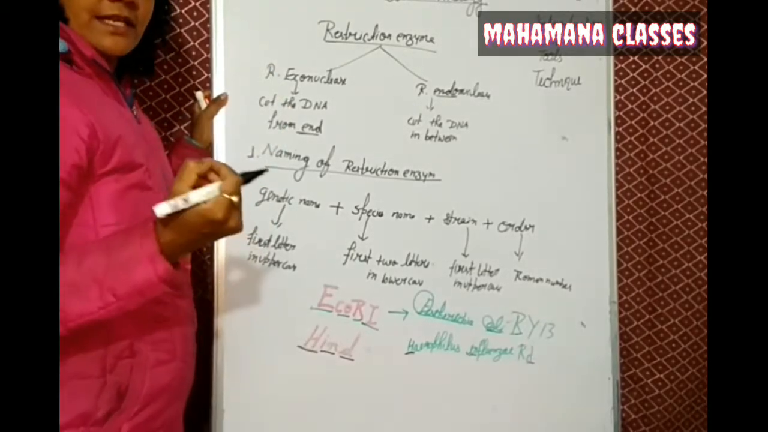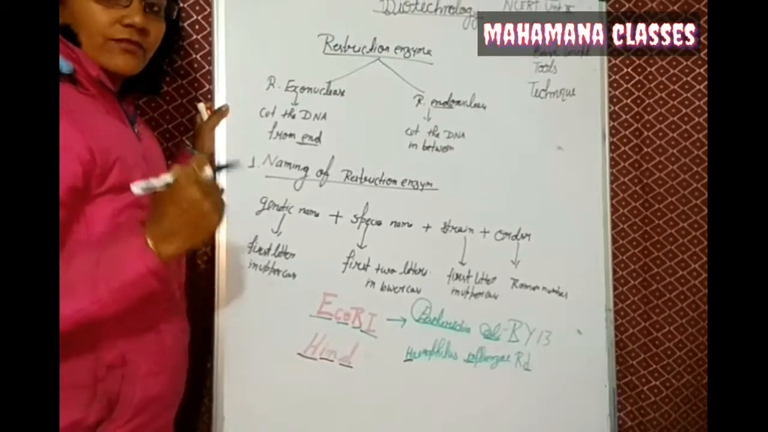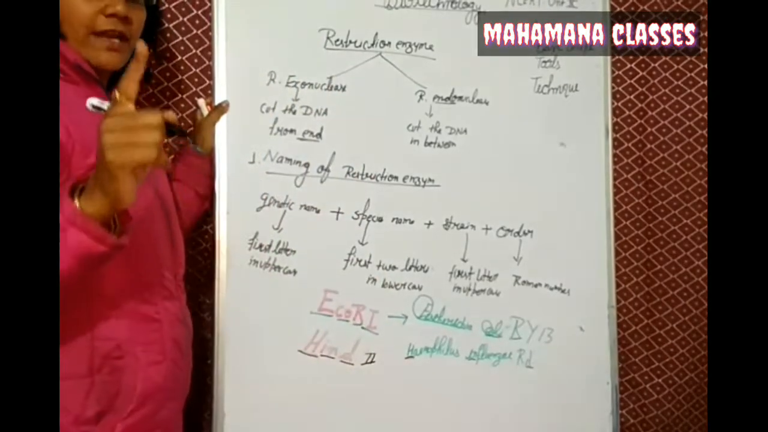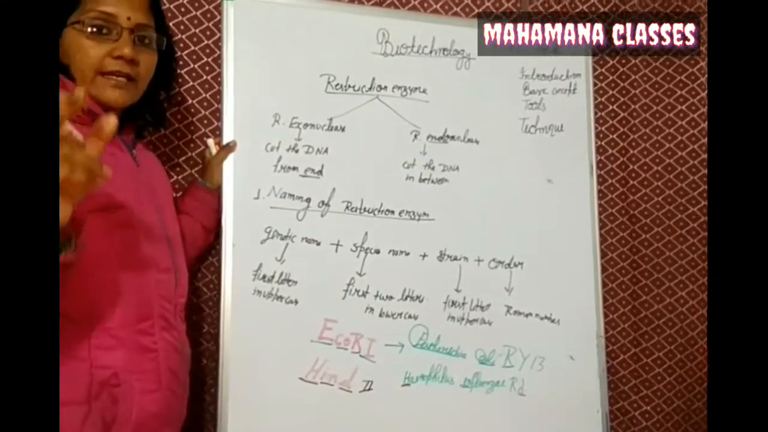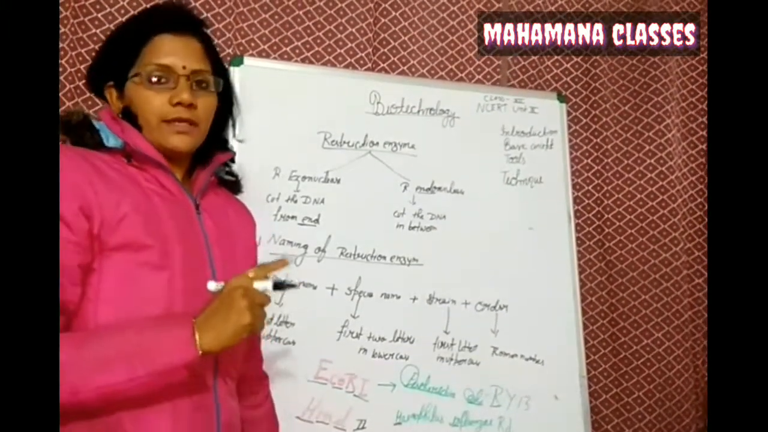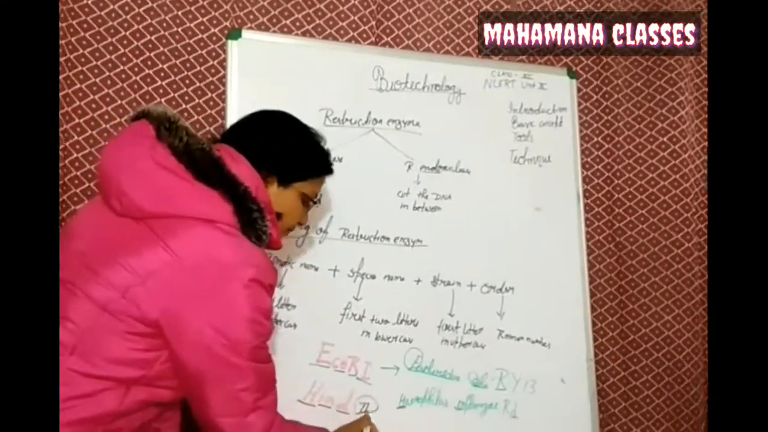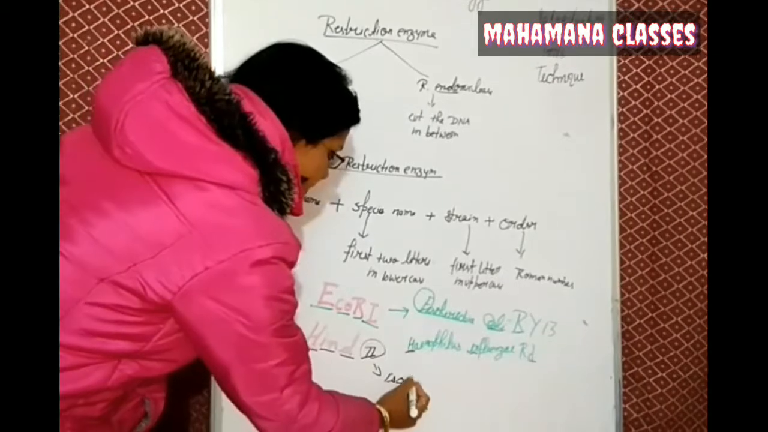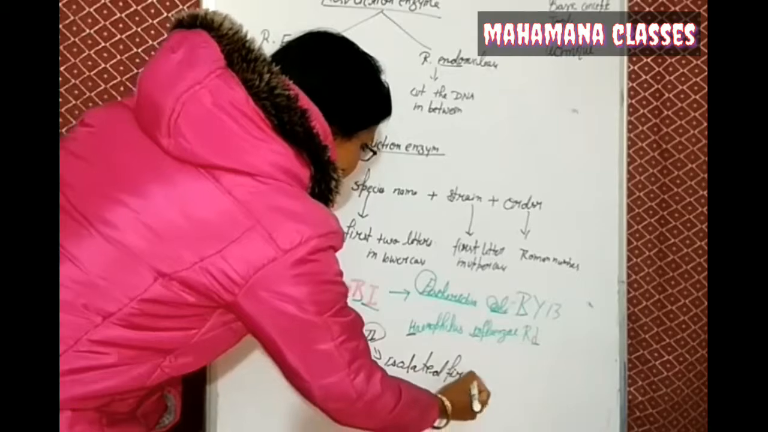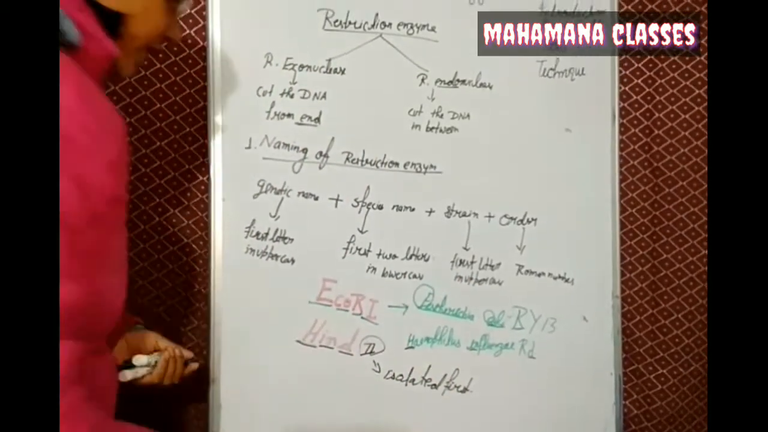And there is an important point related to this HindII enzyme. HindII, the second enzyme we discovered, was the first enzyme to be isolated. Very important: the first was discovered, but this was isolated first. It was about the nomenclature of restriction enzymes.